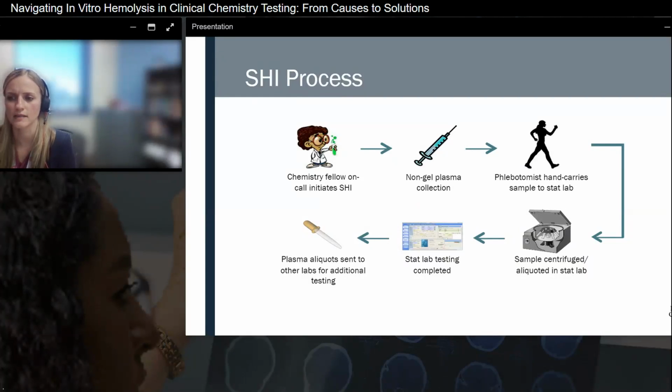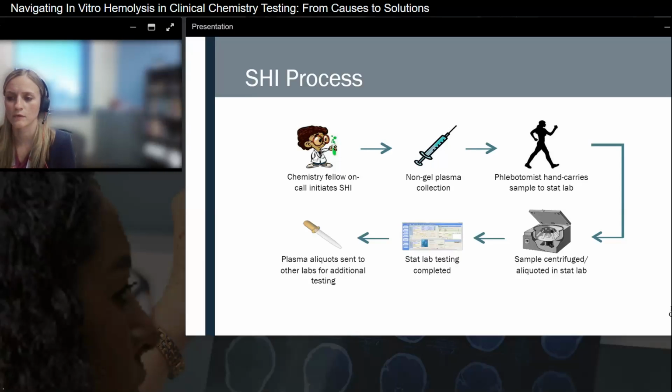emailing to a distribution list, and then calling IT and lab support to add a comment to the patient in the LIS so that when phlebotomy goes to collect a sample from the patient, they know to collect the sample as a gel-free lithium heparin plasma specimen. Ideally, this would be collected via venipuncture. As discussed, line draws can often lead to additional in vitro hemolysis. Once the specimen is collected, the phlebotomist would then hand carry the specimen to the stat lab instead of sending via pneumatic tube. In the stat lab, the specimen is centrifuged and plasma is aliquoted.